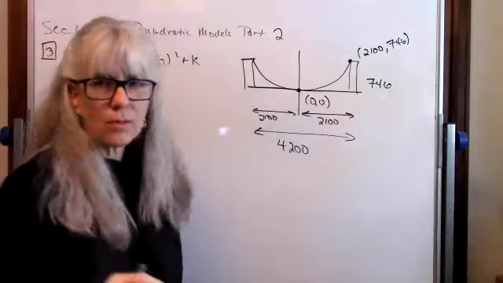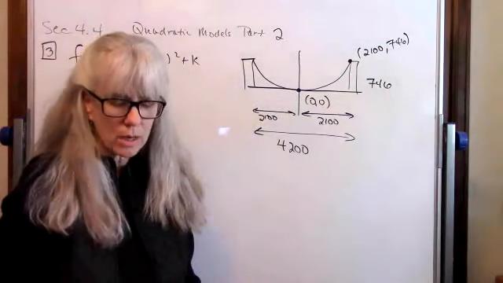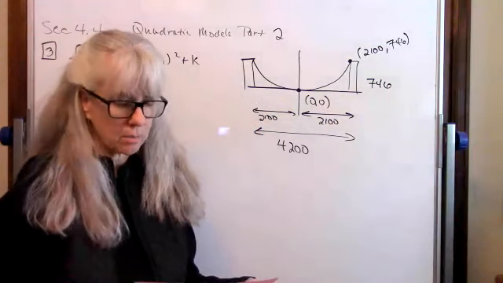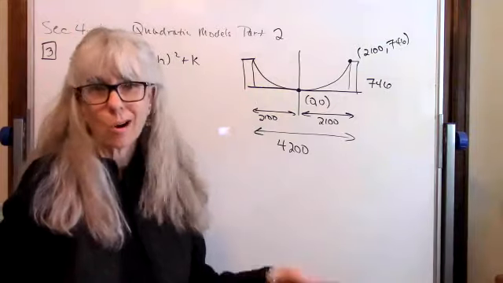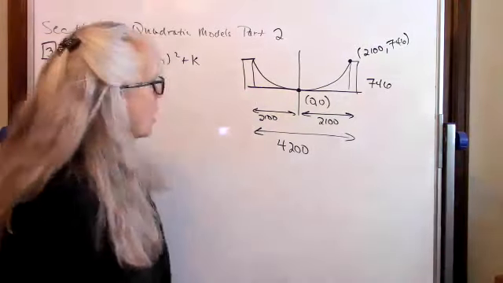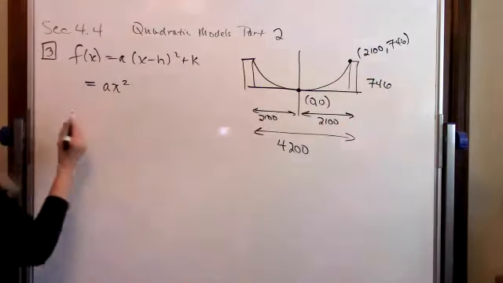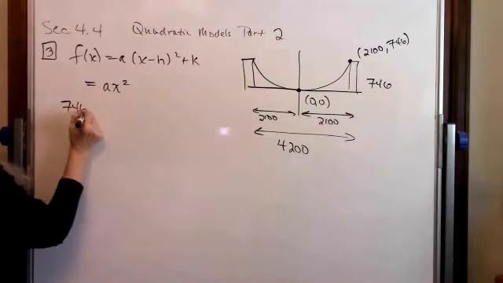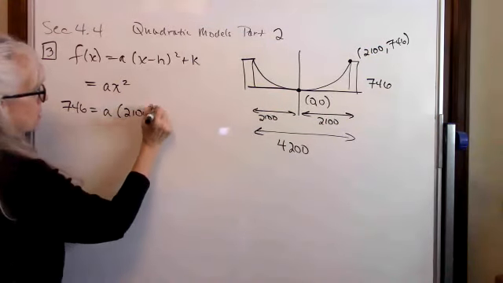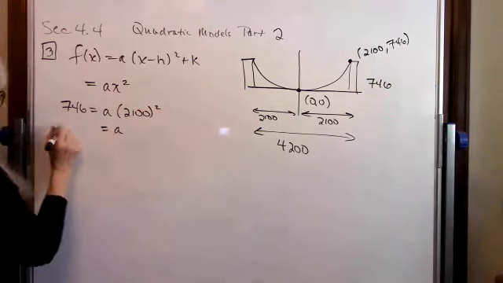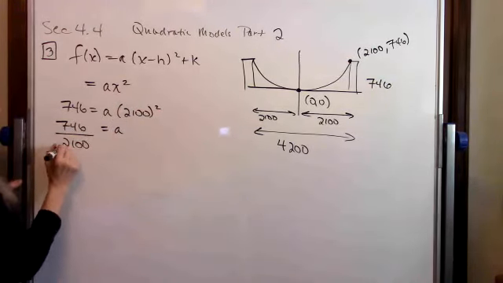This problem does have a lot of extra fluff that's in there for informational purposes. We don't care how wide the road is. We don't care about the diameter of the two cables, and we don't care that it's 220 feet above the water. So all that is extra fluff. Okay, well, we have our second point now. We're going to plug that in. For our y value, 746, that's going to be a times our x value of 2,100 squared. Where a is equal to 746 over 2,100 squared.